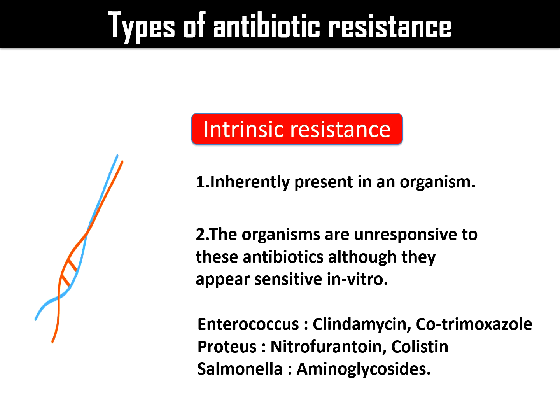What are the types of antibiotic resistance? There are two types of antibiotic resistance. One is the intrinsic resistance and another one is the acquired resistance. So coming to the first type of resistance, that is intrinsic resistance. What is intrinsic resistance? In this type of resistance, the organism is inherently resistant to a particular antibiotic by virtue of its genetic makeup. The organisms are unresponsive to these antibiotics, although they appear sensitive in vitro.